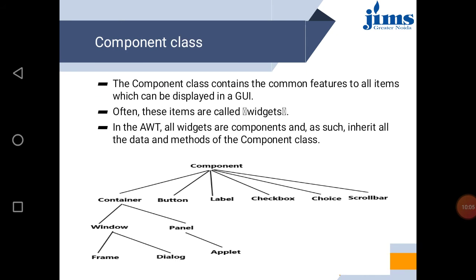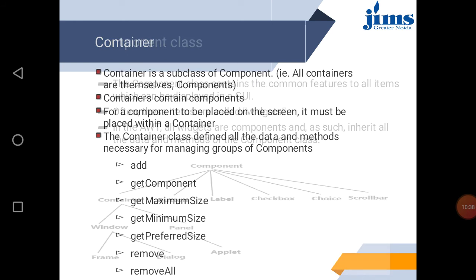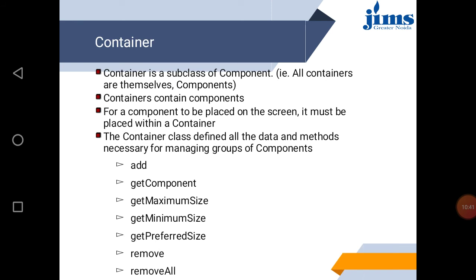So what is the Component class? The Component class contains the common features of all the items which can be displayed in a GUI. Often these items are called widgets. In the AWT, all widgets are components, and these components have their own presentation and their own purposes of use. So we can use these components in a container and develop our application better.